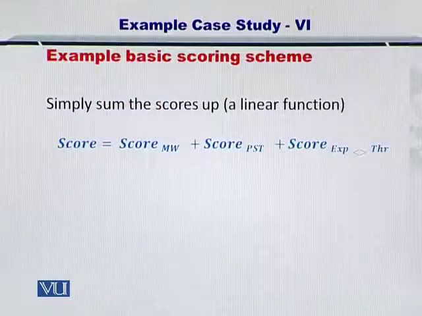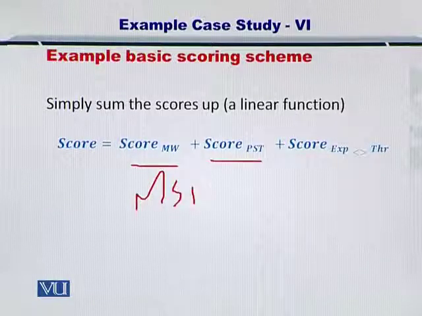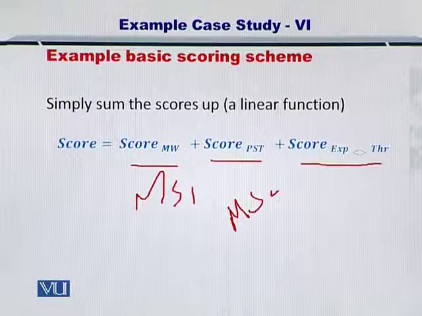So you know that the simple linear scoring scheme that we discussed earlier comprises of the summation of the score obtained from MS1, the PST score obtained from MS2, and the experimental and theoretical spectrum comparison that we did after we finished with the PST. So a simple strategy that we discussed earlier was to just add these scores up and you arrive at a single numerical value that will give you the quality of your candidate proteins match.